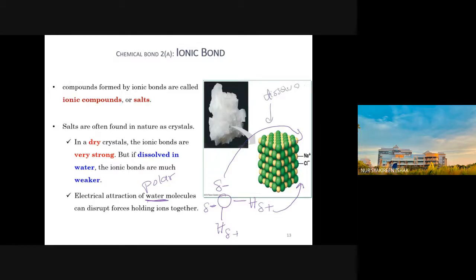Because the negative region of water, which is the oxygen region here, will be attracted to the sodium ion, and the positive region of water, which is the hydrogen atom here, will be attracted to the chloride ion. So this will cause the salt to dissolve in water.